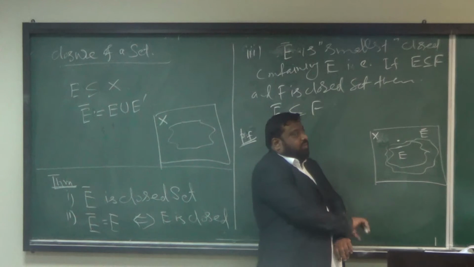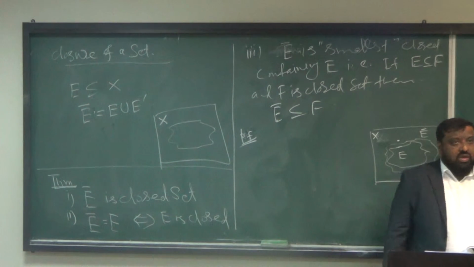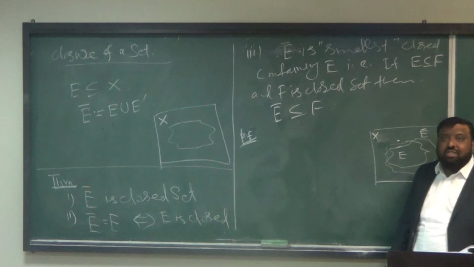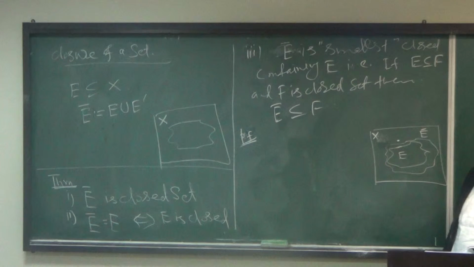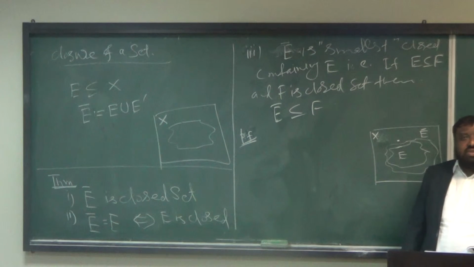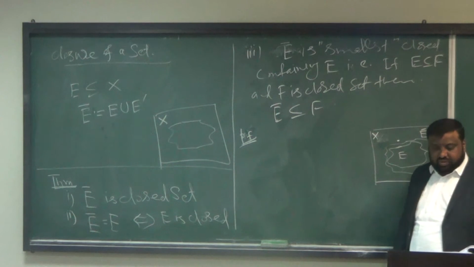What should it be? How can I make sure that such an r exists, so that if you draw a circle around the point, it is entirely contained in the complement of E bar? What do you think?